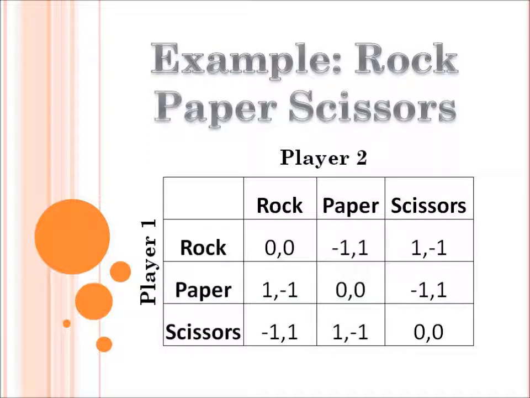Here's an example of a game that we're all familiar with: rock, paper, scissors. As you can see, you have two players, player one, player two. Each have three strategies: rock, paper, scissors, and their payoffs are summarized in the payoff matrix. For example, if player one plays rock and player two plays paper, paper beats rock, and player one gets a payoff of -1, and player two gets a payoff of +1.